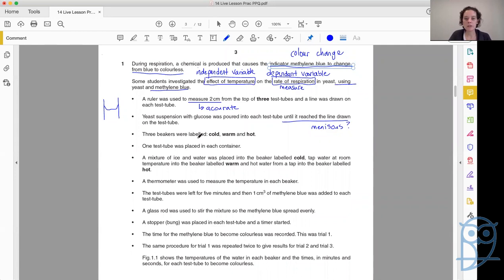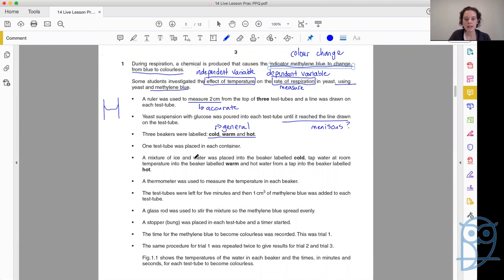Right, 3 beakers were labeled cold, warm, and hot. Okay, so here we don't have as much accuracy. We measured 2 centimeters, that is accurate. But we're labeling cold, warm, and hot. So we're not so sure, this is a bit general. Okay, 1 test tube was placed in each container. That's cool. We have 3 containers and we have 3 test tubes. Okay, we're happy with that.